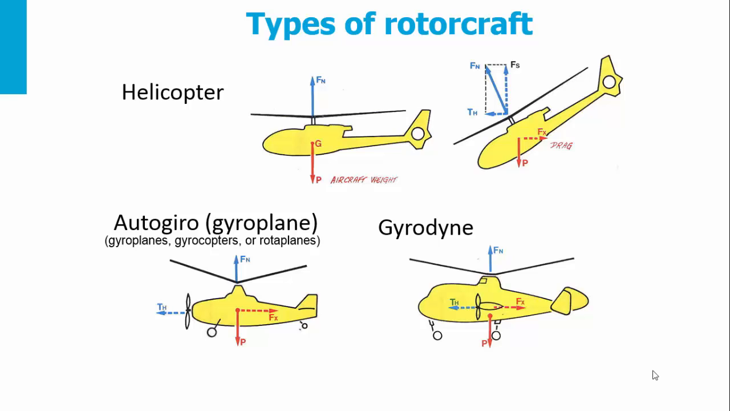A gyrodyne is an autogyro with a powered rotor allowing vertical flight. The rotor is driven by an engine for takeoff, hovering and landing, like in a helicopter, but it also has an additional propulsion system which is independent of the rotor system.